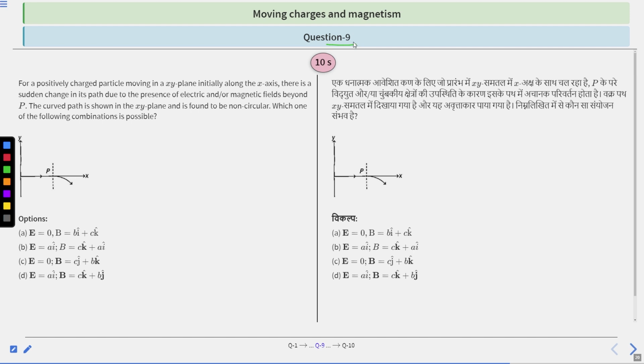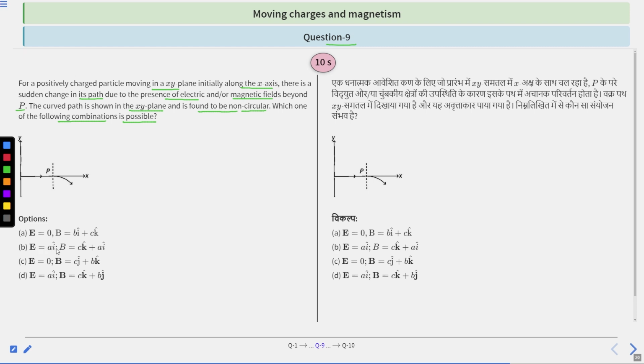Question is, for a positively charged particle moving in the xy plane initially along the x-axis, there is a sudden change in its path due to the presence of electric and magnetic fields beyond P. The curved path is shown in the xy plane and is found to be non-circular. Which one of the following combinations is possible? Given options: Option A is E equal to 0, B equal to B i cap plus C k cap.